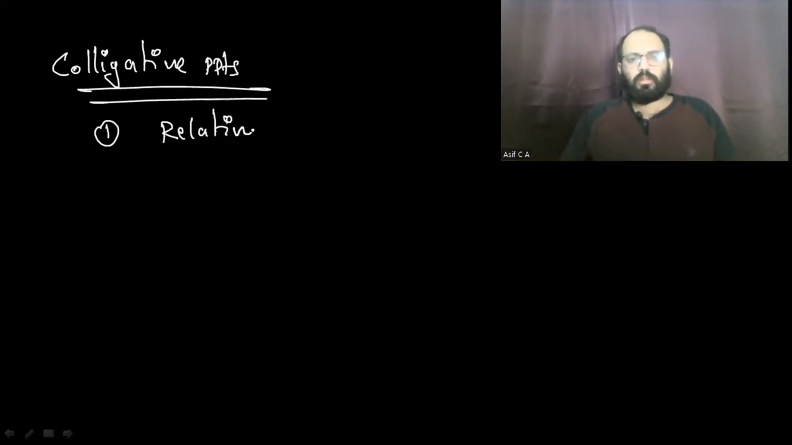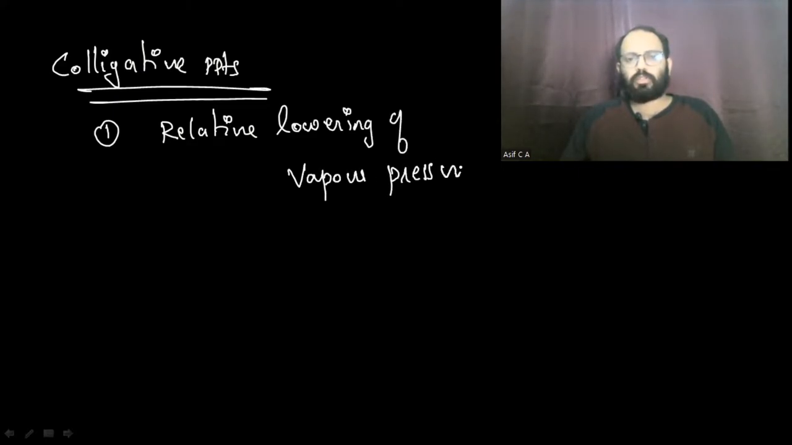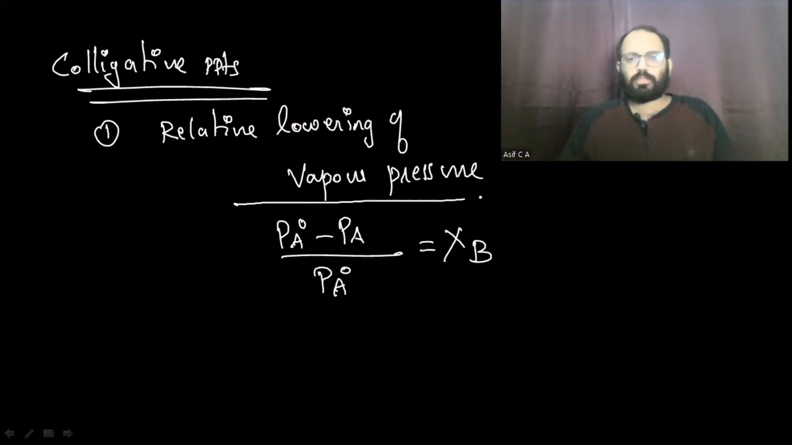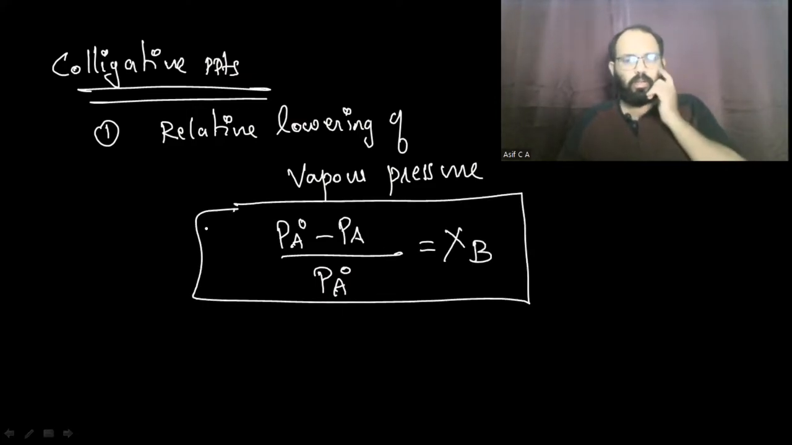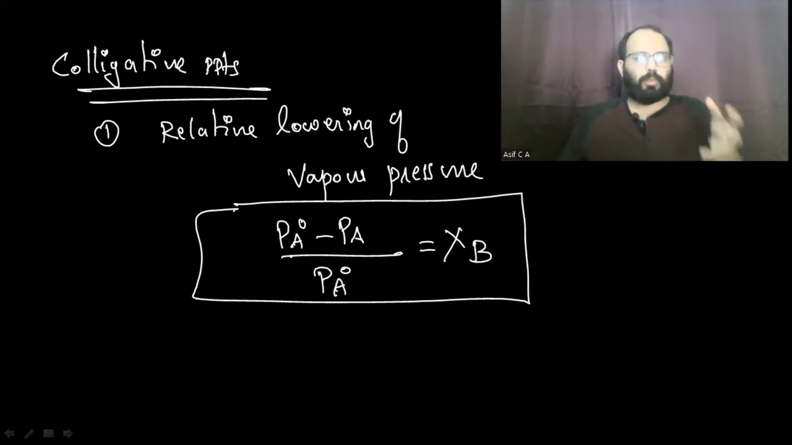Among the colligative properties, there are four properties. The first is relative lowering of vapor pressure, the equation alone you should remember. It is PA naught minus PA by PA naught is equal to XB. This is what you should remember. PA naught is the vapor pressure of the pure component, minus PA by PA naught.